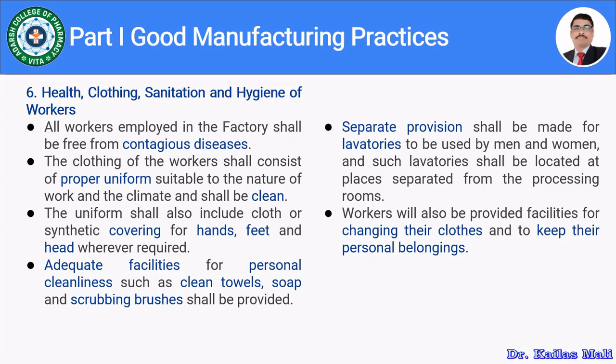In the manufacturing unit, workers should be covered with clean clothes. Adequate facilities for personal cleanliness, such as clean towels, soaps, and scrubbing brushes, shall be provided. There should be separate lavatories for men and women, and such lavatories shall be located at places separated from the processing rooms. Workers will be provided facilities for changing their clothes and keeping their personal belongings. So this is about the health, clothing, sanitation, and hygiene of the workers. That is the sixth major point, Part 1, Good Manufacturing Practices, Schedule T.